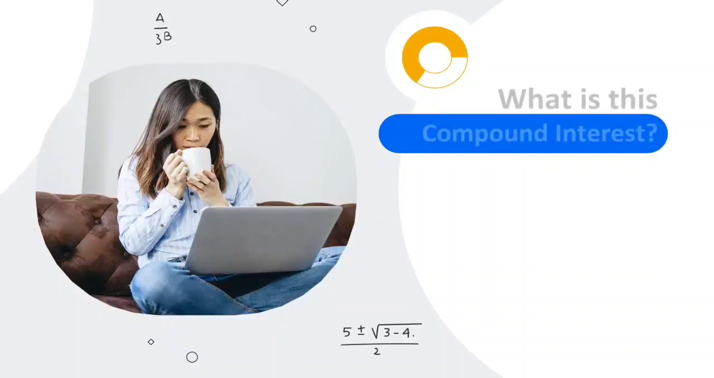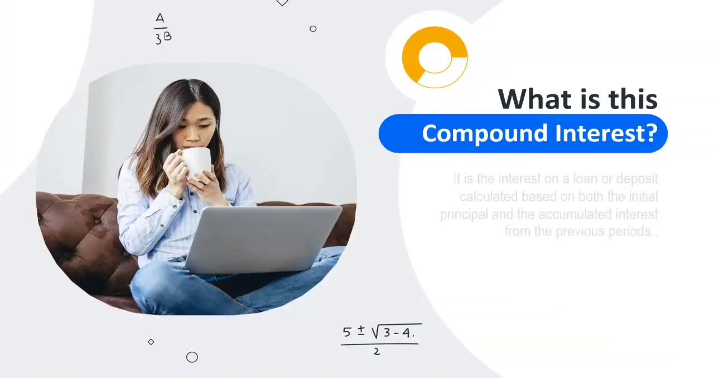Now those are the things that you need to know about simple interest. Now moving on to compound interest. So what is compound interest? Compound interest is the interest in a loan or deposit calculated based on both the initial principal and the accumulated interest from the previous periods.